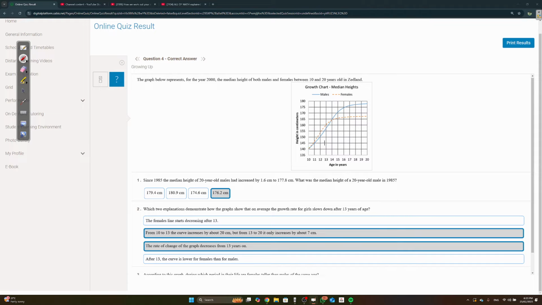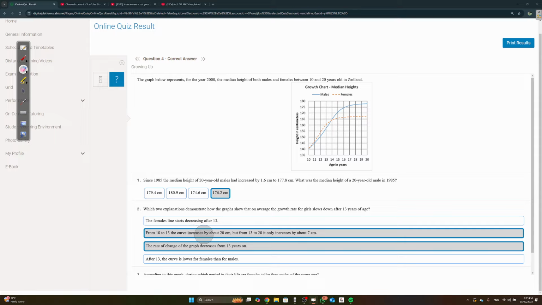Here we had at 13, so over here. Let's compare. From before, we look at the drastic increase, right? But after, it slows down, as you can see. So does the female line start decreasing after 13? Does it go down? No. But it keeps on increasing, it just slows down, right?